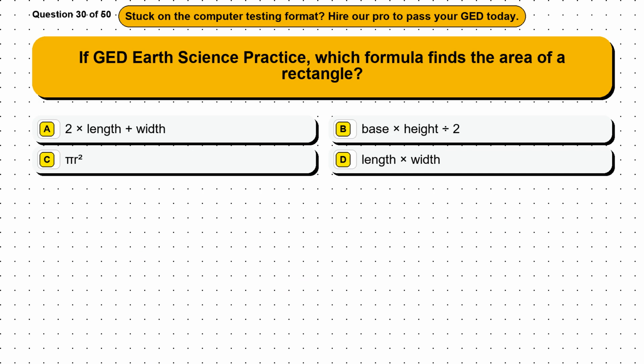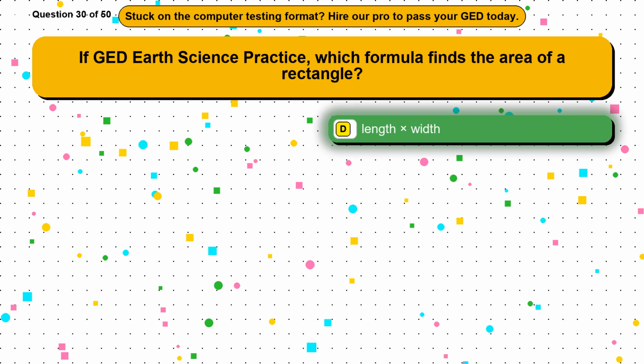Question 30. If GED Earth Science Practice, which formula finds the area of a rectangle? Option A, 2 times length plus width. Option B, base times height divided by 2. Option C, pi r superscript 2. Option D, length times width. The correct answer is option D, length times width.